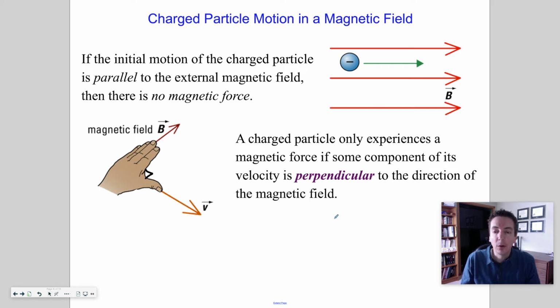A charged particle only experiences a magnetic force if at least some component of its velocity is perpendicular to the direction of the magnetic field. So velocity, magnetic field, notice that forms a 90-degree angle. If they're parallel to each other, or, like, I can't bend my thumb like that, but in opposite direction, then there is no magnetic force.